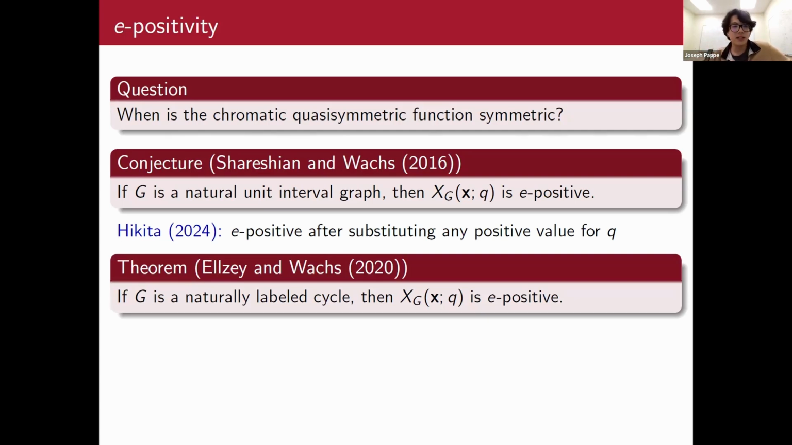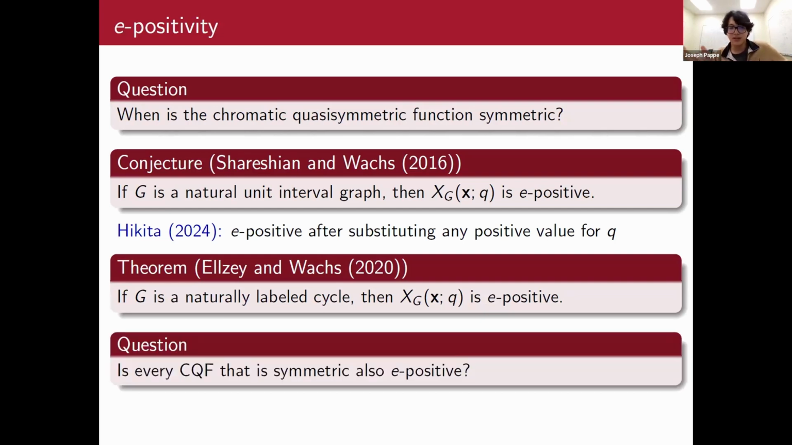So another motivation for studying this original question is the following: whether every CQF that is symmetric is also E-positive. Maybe. We tested this for all labeled graphs with at most 8 vertices, and for the symmetric families, I think we tested up to 10 vertices.